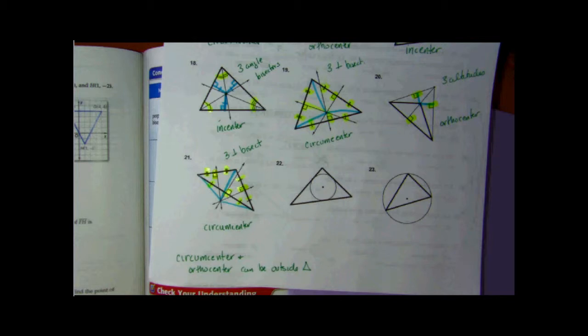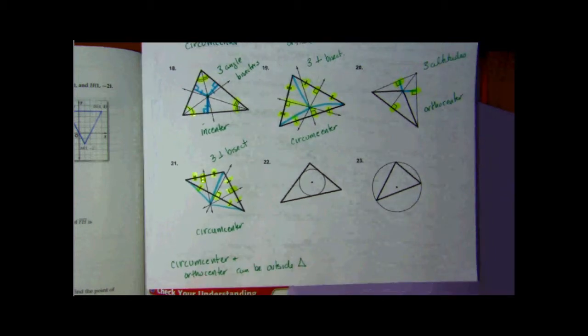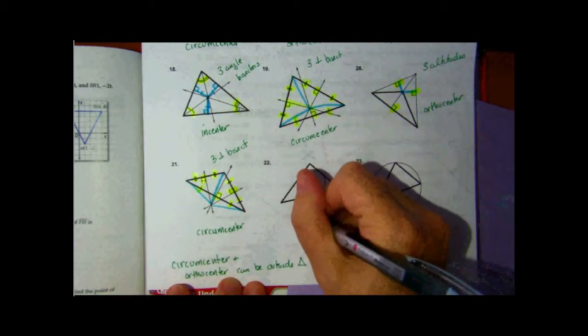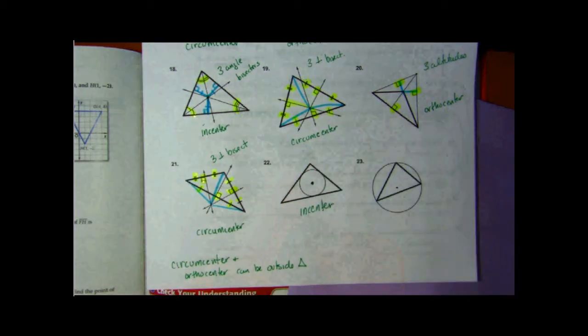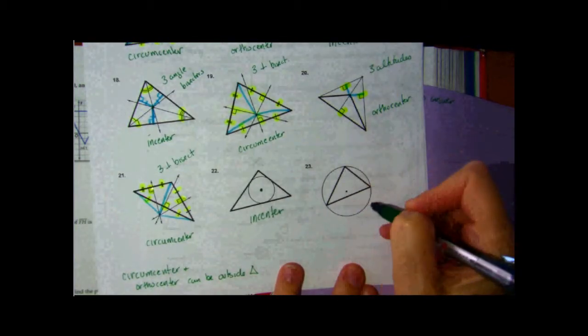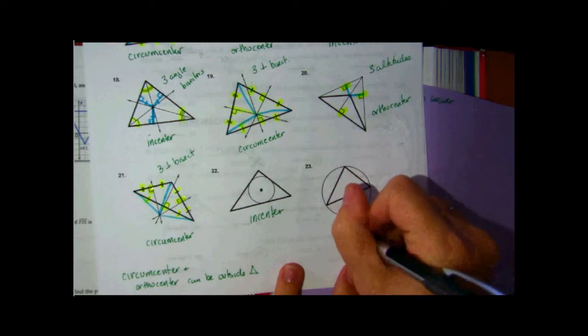Okay, and then I drew that thing up here with the circles. If the triangle has the circle inside of it, and then the center of the circle is inside, this is the incenter. See, it's in the center. And if the triangle is drawn and the circle is outside the triangle, it's the circumcenter because we have a circumference.